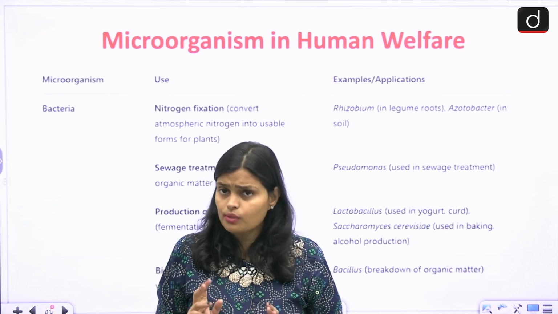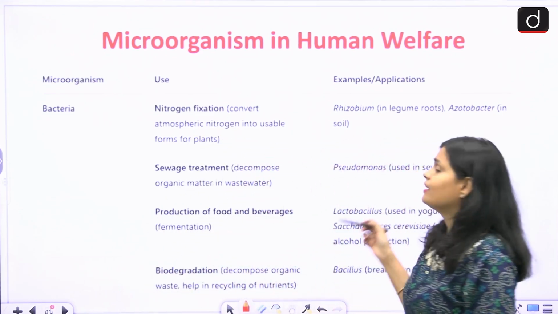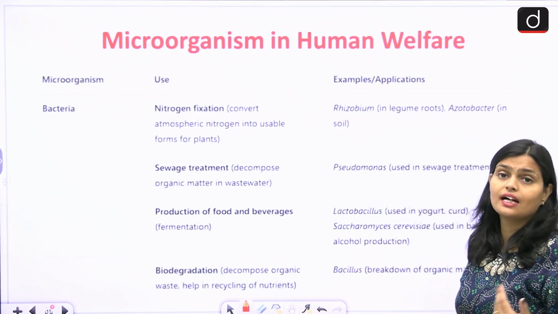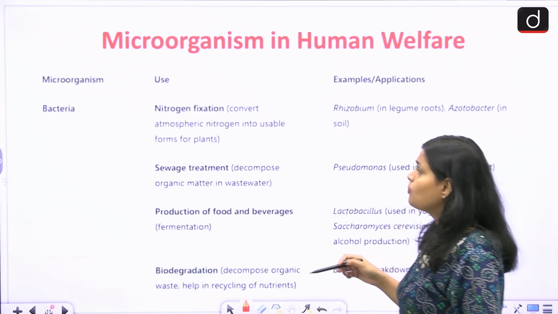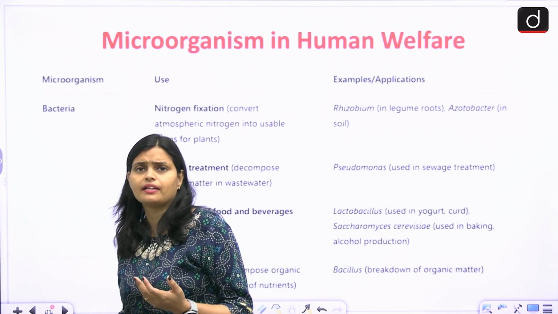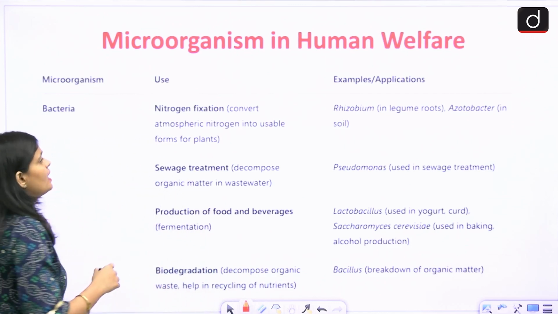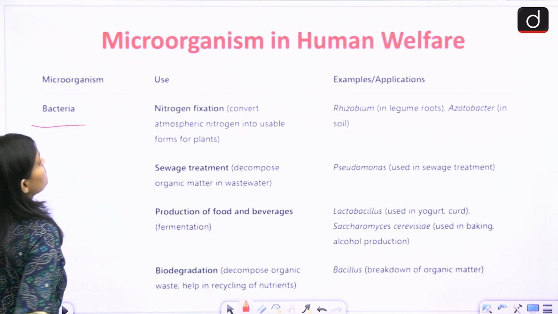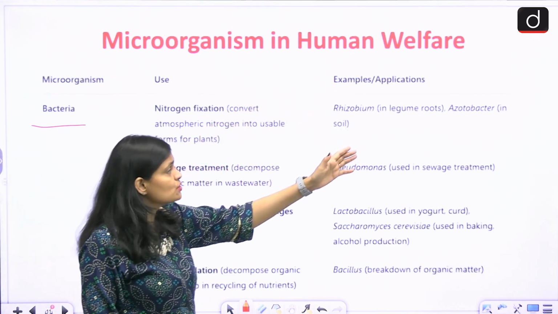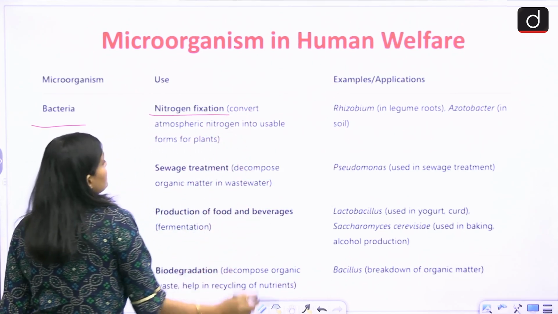Okay, so now here microorganisms in human welfare, let us see how these microorganisms are used in our day to day life. So number one, we have microorganisms like bacteria, virus, fungus. So let us see how a few bacteria help us. The bacteria usually rhizobium, azotobacter, they help in the nitrogen fixation process.